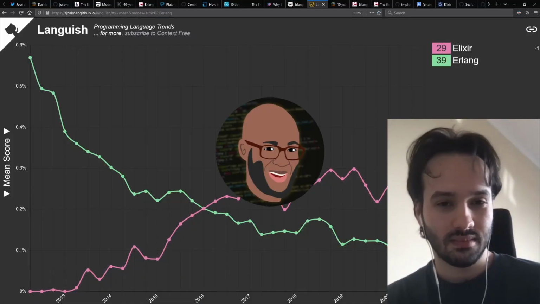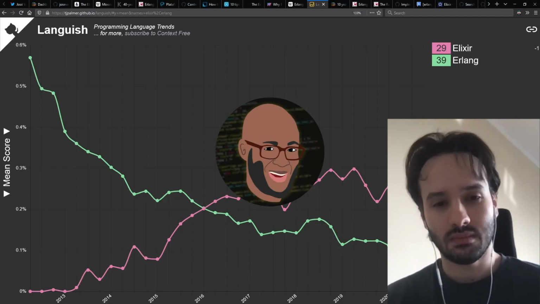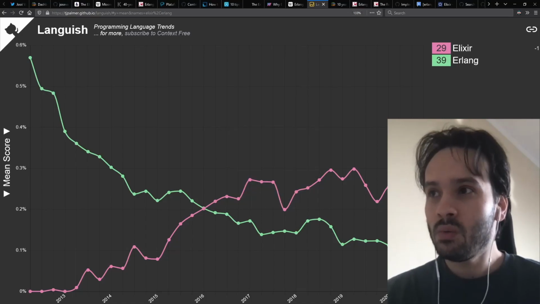So by at least some metrics, Elixir has been more popular than Erlang in recent years. How do you feel about this and how do you think this happened? So this is interesting.